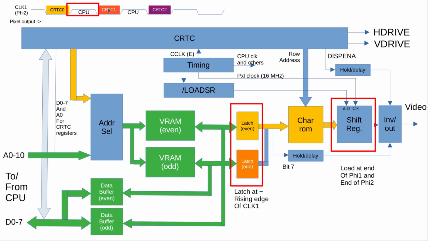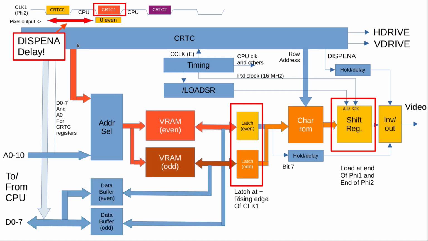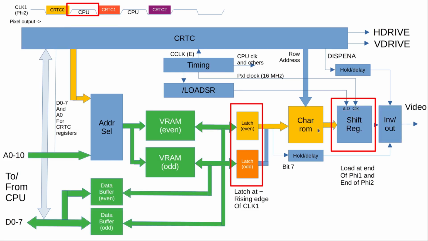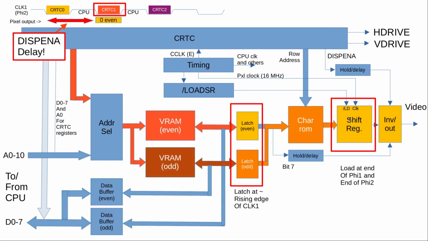So when we go to the next phase, we can see that we have the new address for the video. We have another 2 bytes coming in that are ending up before the latches. The latches still have the old values. Now the odd latch is being set to output. This goes to the character ROM. While during the transition from CPU to CRTC, the shift register has taken this value, has loaded it into the shift register, and is now shifting out that data.